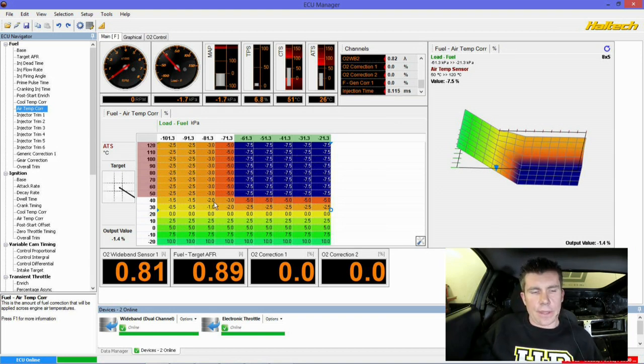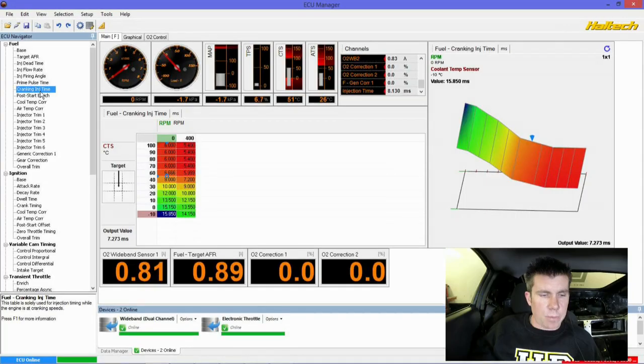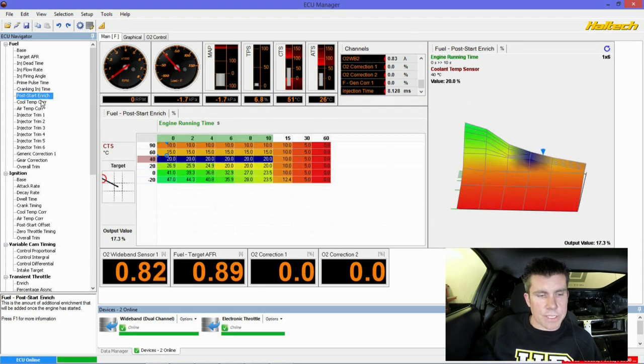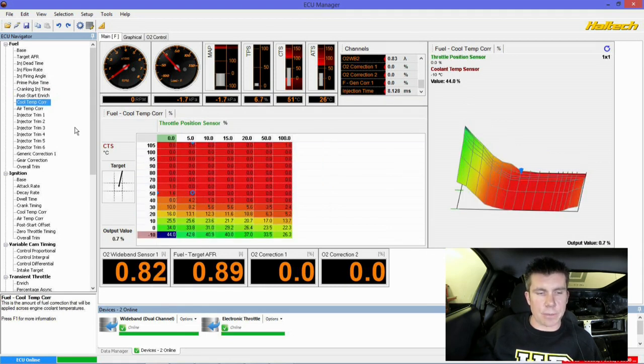Okay, so that's one table that is really important, but once this is tuned, you really can just forget about it. It should just do its thing in the background, and don't worry about adjusting it any further than that. The other maps that you will constantly be coming into contact with, regardless of the ECU, are the cranking, post-start and cold start enrichment. So we'll just have a little look at these now. In the Haltech we have the cranking injection time, we've got our post-start enrichment, and then we've got our coolant temperature correction.